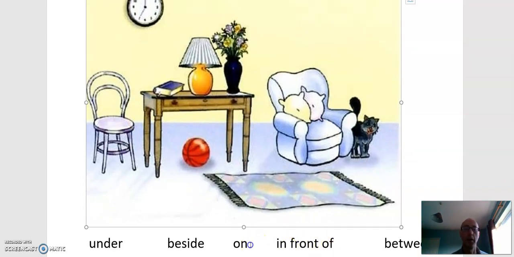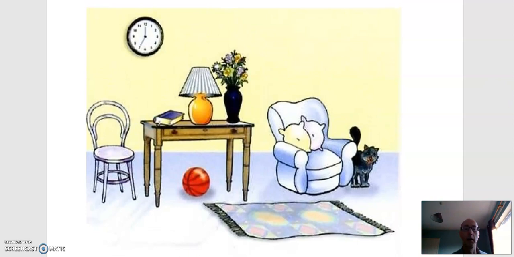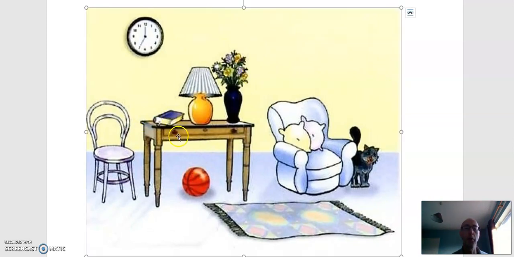On. Can you make a sentence with on? Again, we have a lot of options. You can say the book is on the table, the lamp is on the table, the vase is on the table, the clock is on the wall, the rug is on the floor. All of these are possible.